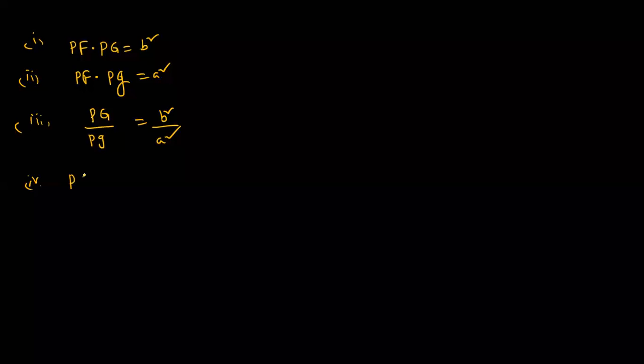Point 3: PG into Pg, meaning capital PG into small Pg, is always SP into S dash P. Fourth property: CG into CT, where G and T lie on the major axis, see carefully, is equal to CS square. These two are very important.